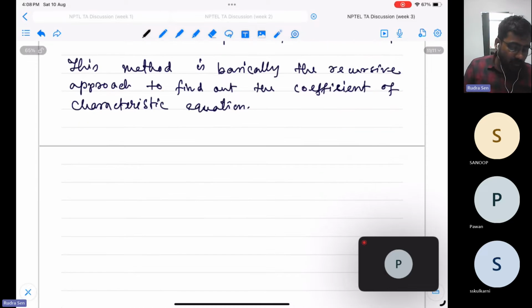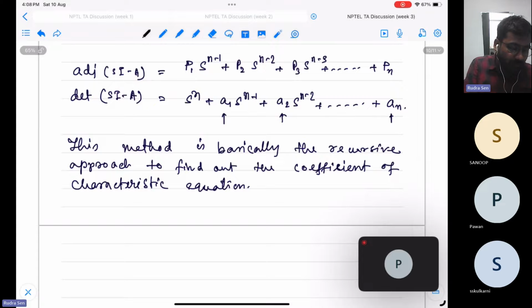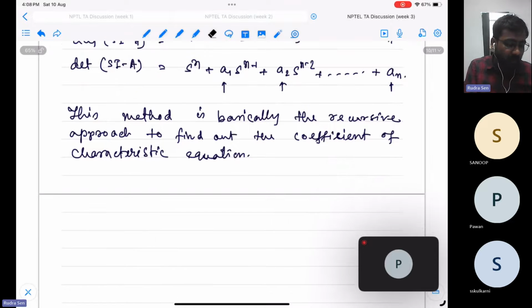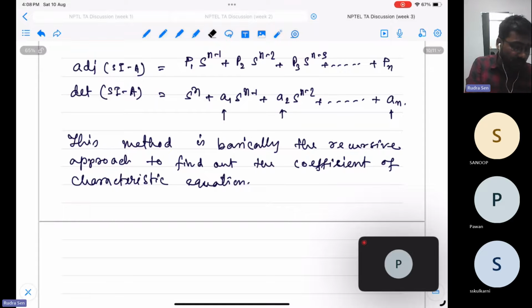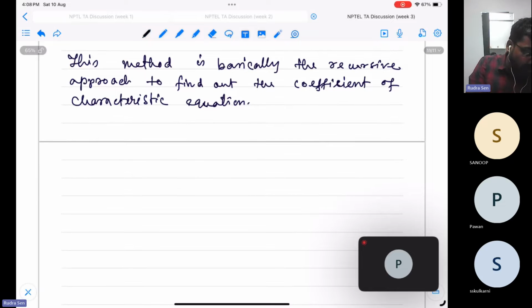So what is the procedure? The first thing: if we find out the values of a1, a2 up to an, and the values of P1, P2 up to Pn, then we can just divide these two things, because this term is a constant term, we can divide it, and this is a matrix term, so we can get the inverse. Okay, so how is it possible?